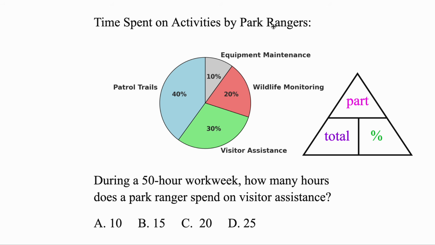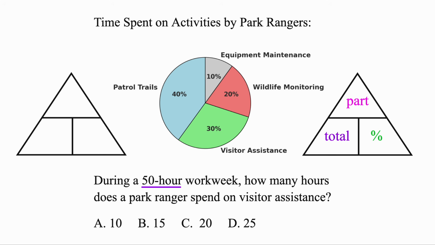Time spent on activities by park rangers, they spend their time in these percents. During a 50-hour work week, how many hours does a park ranger spend on visitor assistance? But this will be perfect, because we're given that they work 50 hours. That's going to be their total for the week. So let's draw a new triangle, and we'll put 50 bottom left, since that's their total hours that they work.